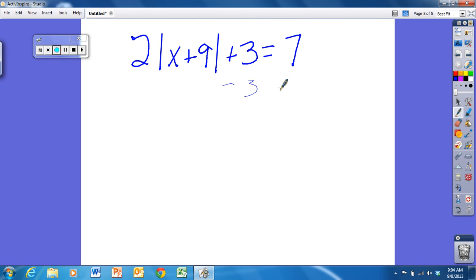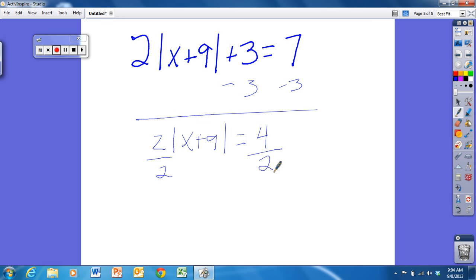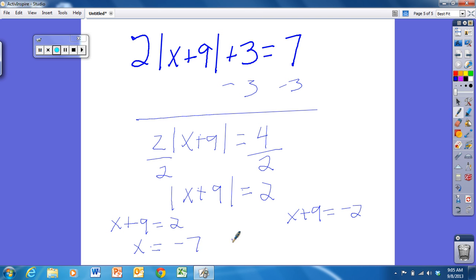Step 1 would be to minus 3 from both sides. So your two equations would be x plus 9 equals 2 and x plus 9 equals negative 2. So x equals negative 7 or x equals negative 11, because you have to minus 9 from both sides. So x equals negative 7 or x equals negative 11.